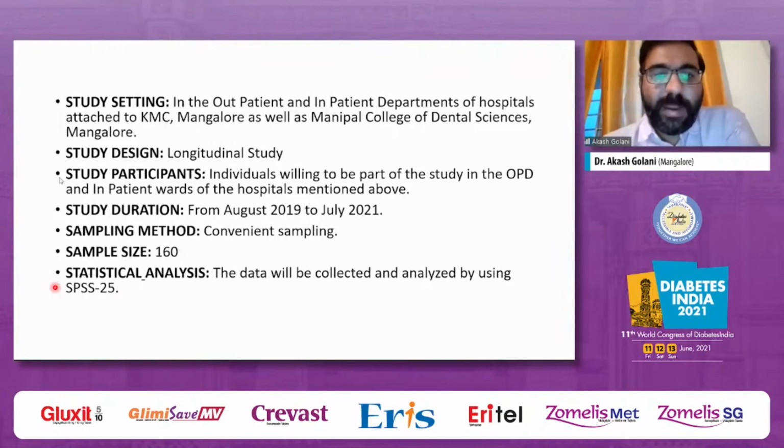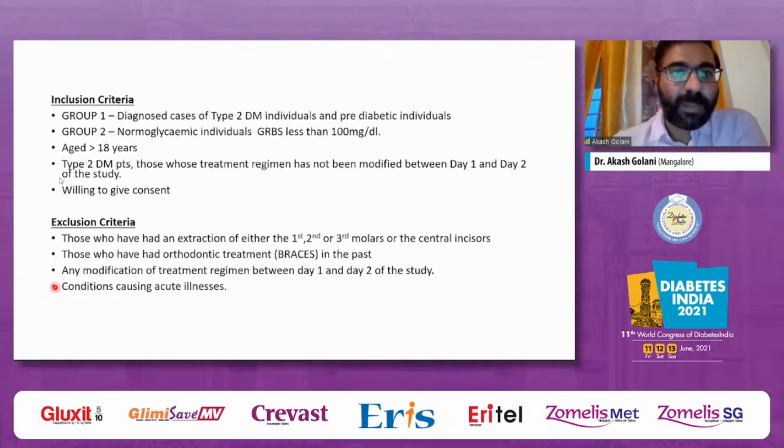The sampling method is convenient sampling. The sample size is 160, and the data will be collected and analyzed using SPSS 25. So the inclusion criteria is what I just explained now.